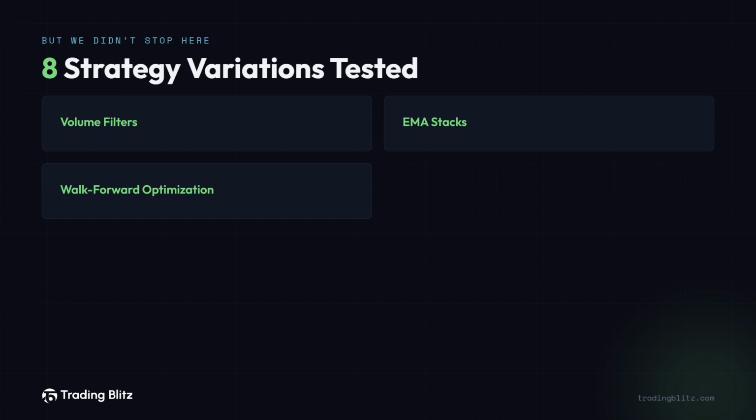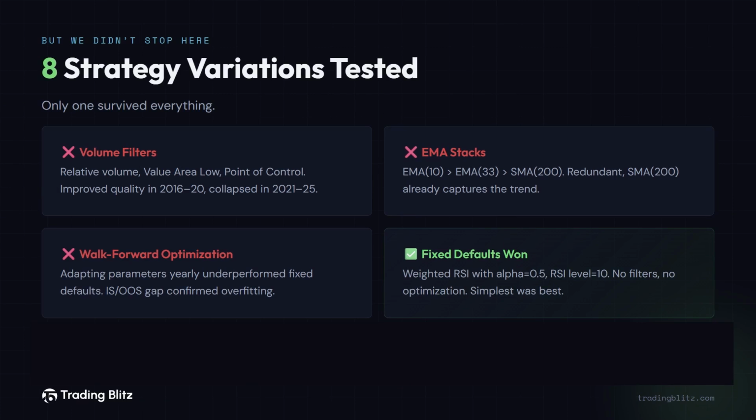Volume profile filters, relative volume thresholds, positively stacked moving averages, and walk-forward parameter optimizations. 8 different strategy variations across 600 plus stocks. And the answer genuinely surprised me. The simplest version of the strategy, just a time-weighted RSI calculation using the fixed default settings without any filters or optimizations, turned out to be the best version. Every attempt to improve upon it either helped in one period and failed in another, or just made things outright worse.